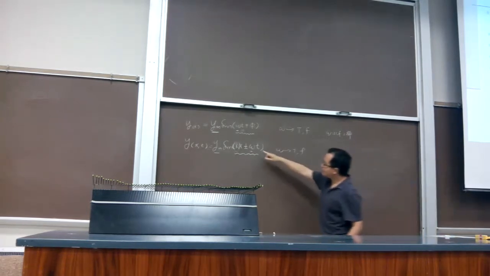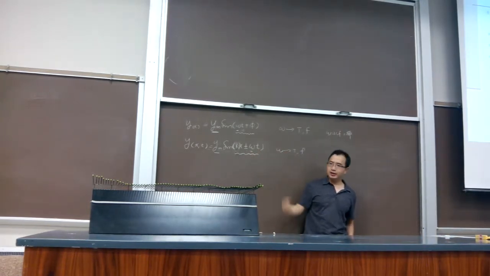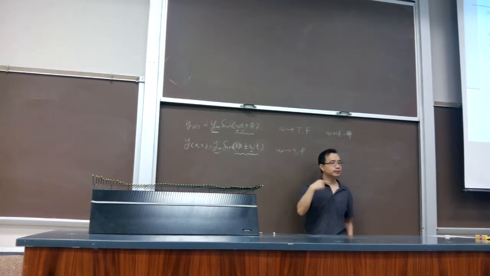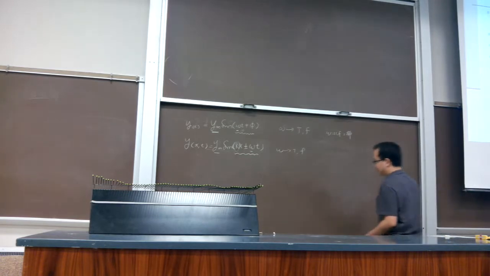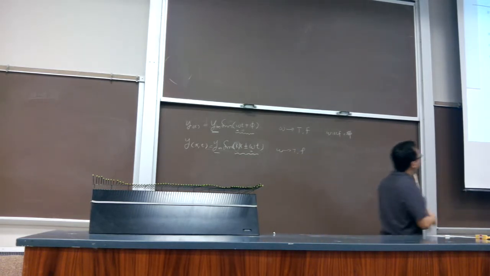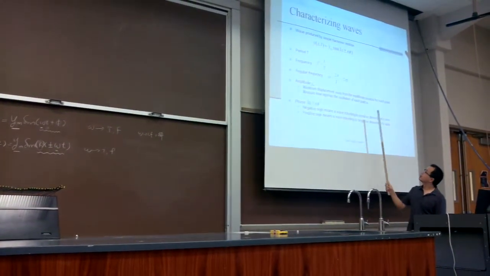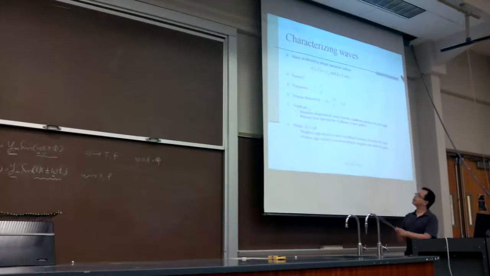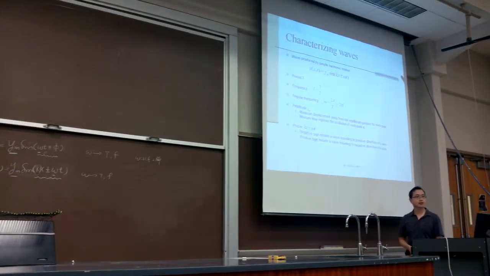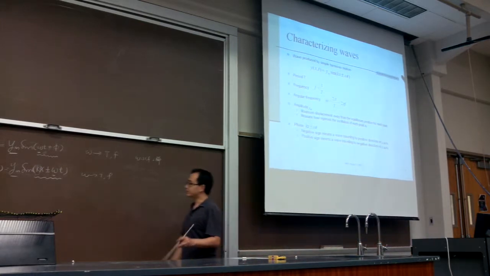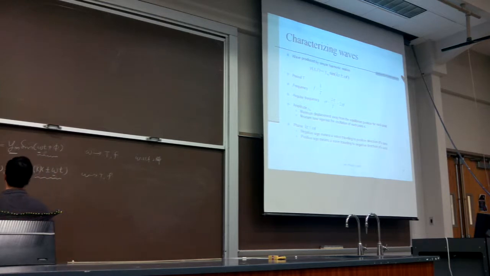Now, we have a positive sign and a negative sign. That is related to the direction of the wave. A negative sign means the wave is traveling in the positive direction of the x-axis, and a positive sign means the wave is traveling in the negative direction. Please note that a negative sign here means a positive wave, and a positive sign here means a negative wave. That's something you need to understand. Okay? Any questions here?